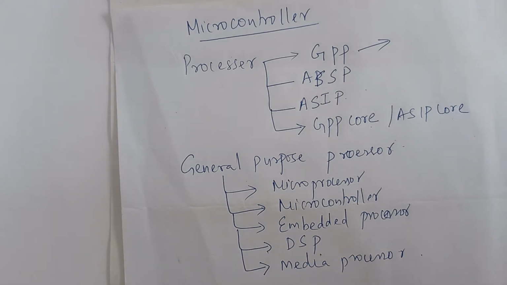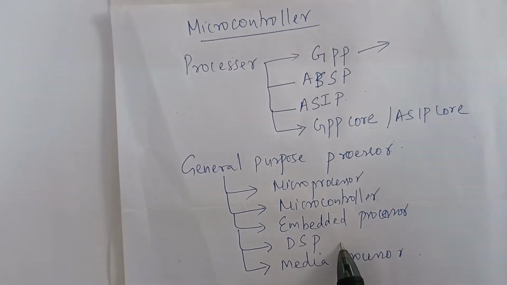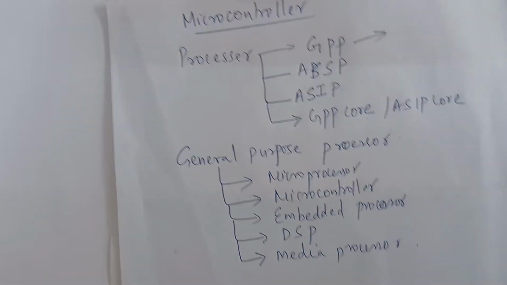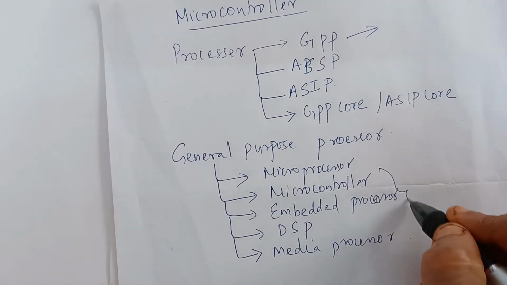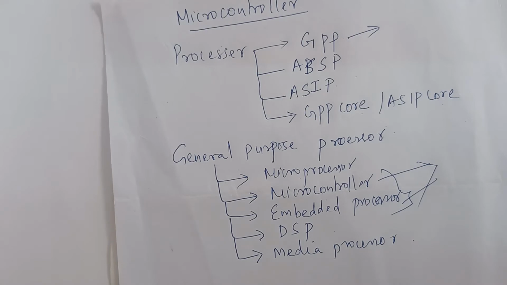The first word is processor. Processors are of types like general purpose processor, application specific system processor, instruction processor, and general purpose processor core. In the general purpose processor come our microprocessor, microcontroller, embedded processor, then DSP, that is digital signal processing, and media processor. We are going to concentrate on these two things, that is microcontroller and embedded processors.